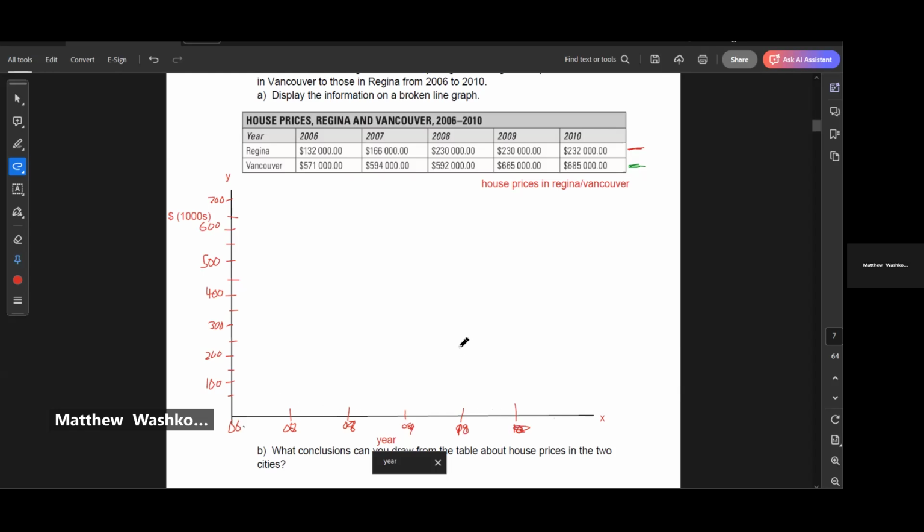So it's really easy to make mistakes like that. If you were to do that on a test or something, that'd generally be fine if you've done everything else right. Cool. Now what I need to do is plot my graph. I'm going to start with Regina. I'm going to keep it red here. Let's go with our circles.